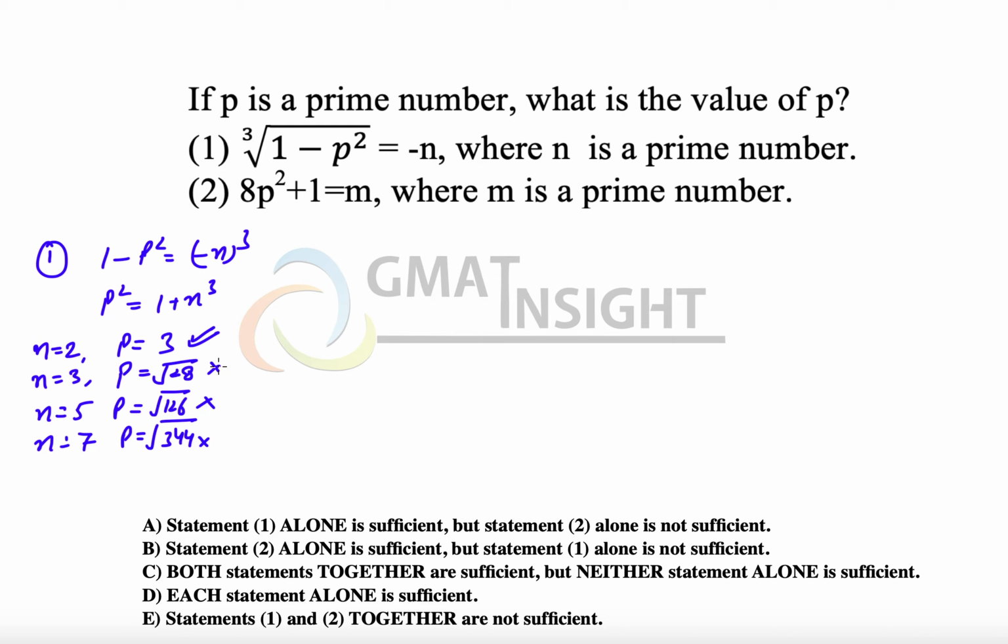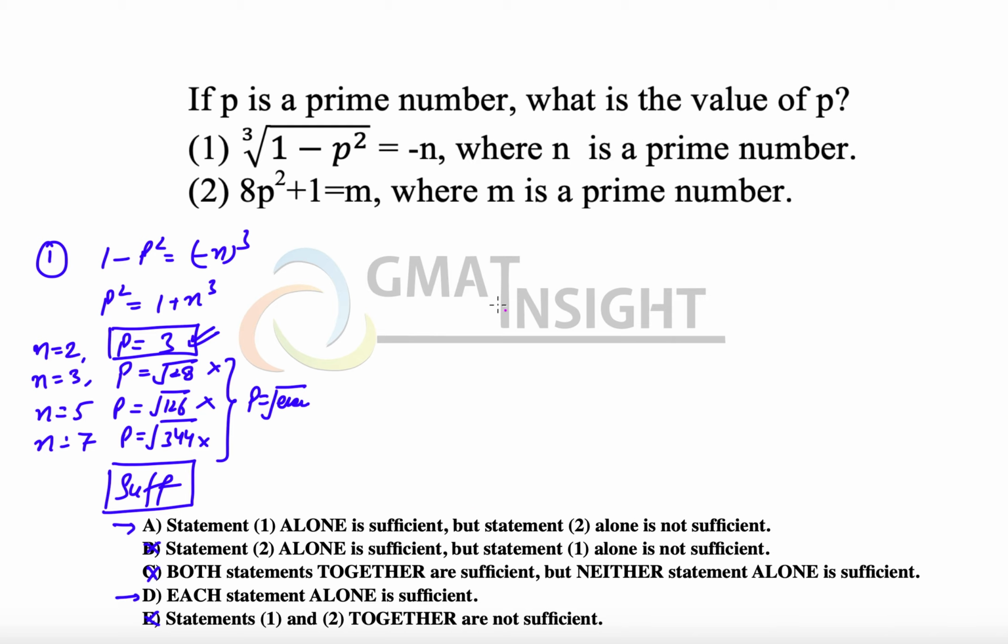Now if you see the pattern, you can understand that for every odd value of n, n cube will be odd, and n cube plus 1 will be even. That means P will be the square root of an even number, which will either not be an integer, or if it's an integer, it will certainly not be a prime number, because there is only one even prime number, that's 2. So the first statement is clearly sufficient because there is only one value of P that we have been able to obtain, and that is P equal to 3. Since we have a unique value of P, the first statement alone is sufficient to answer the question. Right at this point, we can quickly eliminate options B, C and E, because the answer has to be either option A or option D.